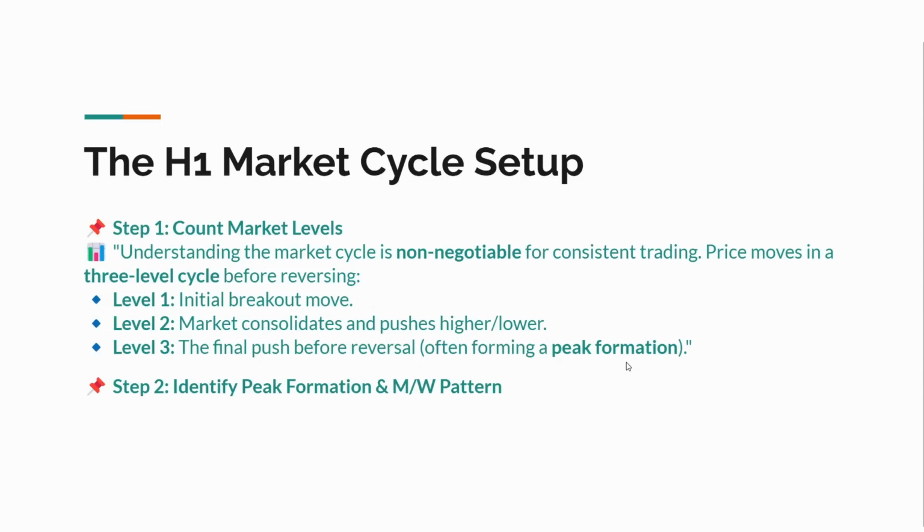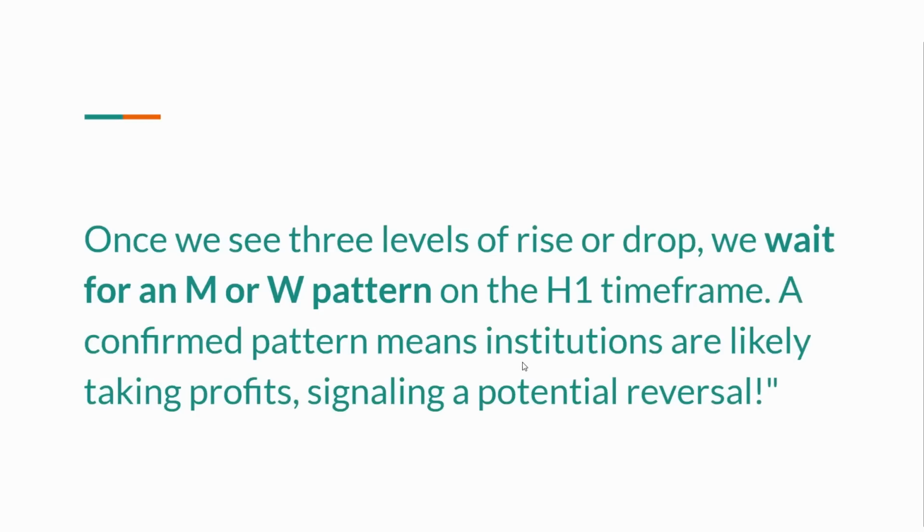Step 2 is to identify the peak formation and M or W pattern. These are the things you need to see in the hourly market cycle setup. In the 15M setup, I will explain what we are going to set up. I am going to take you to the chart and explain it to you. Once we see 3 levels of rise or drop, we wait for an M or W pattern on the hourly time frame. A confirmed pattern means institutions are likely to take profits, signaling a potential reversal. So this is a very good setup in continuation to my 5-day market cycle setup.